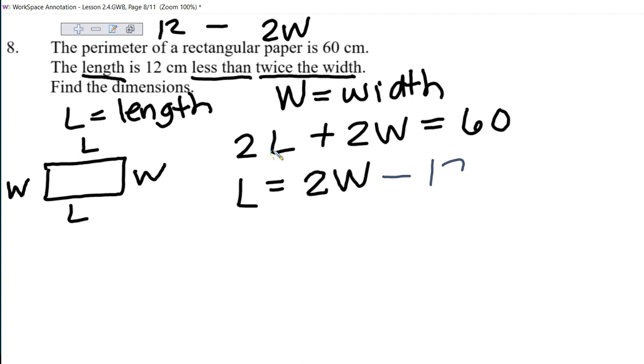Now, is this one ready for substitution? How do I know this is ready for substitution? L is by itself, so circle what L equals. And when I draw my arrow, do I draw it to the L or to the W? To the L. Now, if there's already a number in front, what do you have to remember? Parentheses. So I want you to finish problem 8. Find the length and find the width.